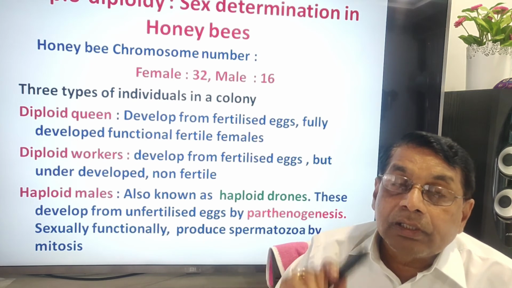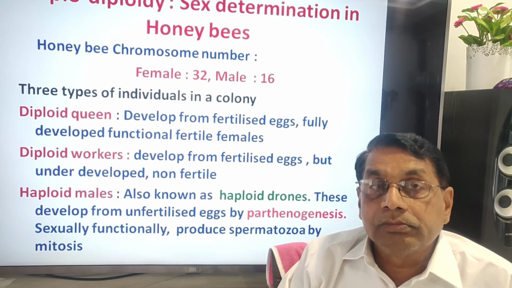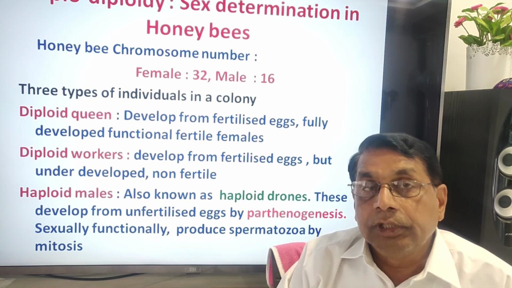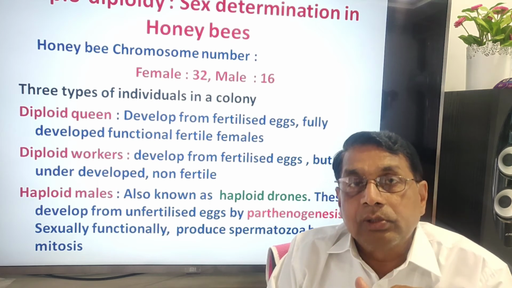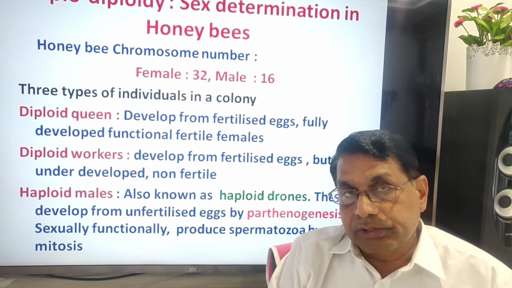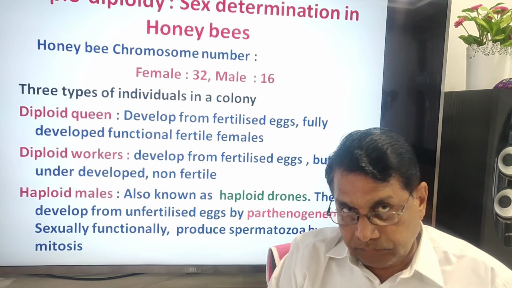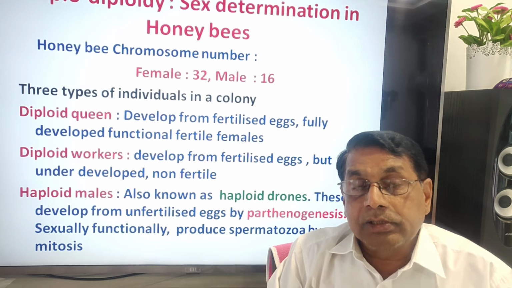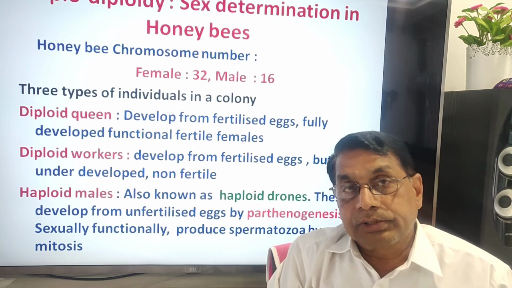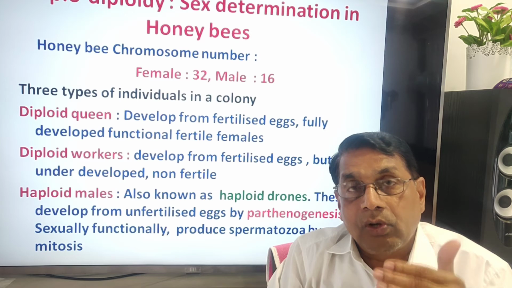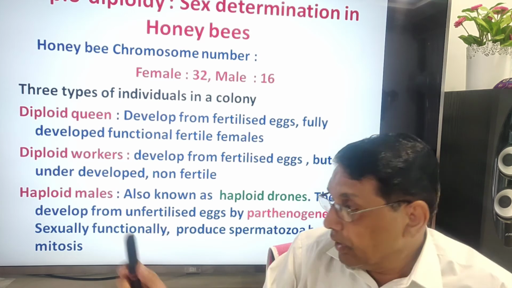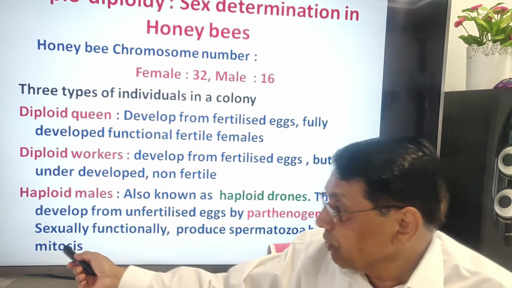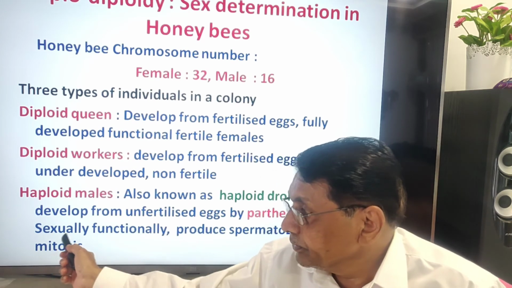They can produce the sperms. Even though they are haploid, they produce the sperms. You can ask how. Here, during spermatogenesis, mitotic divisions take place, not meiotic. But here, when it produces gametes, meiosis division takes place. So 32 will be reduced to half, 16 chromosomes. But here 16 remains. Sexually functional, produce spermatozoa by mitosis.